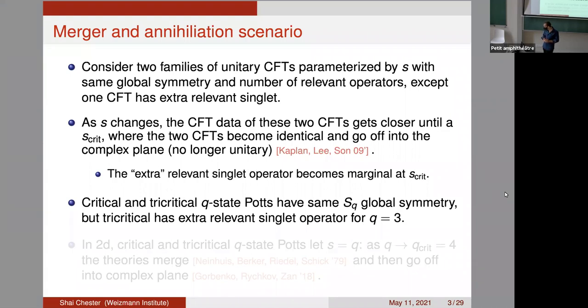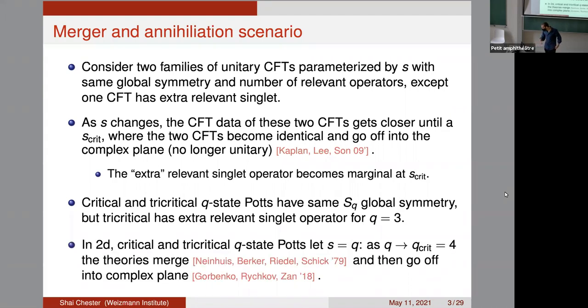Specifically for the critical and tricritical Q-state Potts model, they have the same S_Q global symmetry, but the tricritical Potts model has an extra relevant operator when Q equals 3, which makes it a good possibility for this merger and annihilation scenario. One example in which this is shown is that in two dimensions, for the critical and tricritical Q-state Potts model, we can let this parameter S be Q. So let Q be the parameter for which when you change it, the two CFTs will merge and collide and go off to the complex plane.